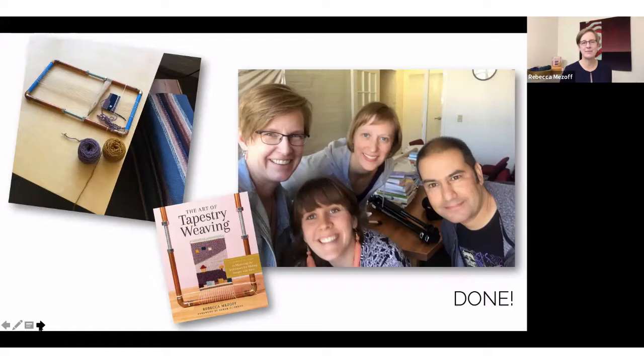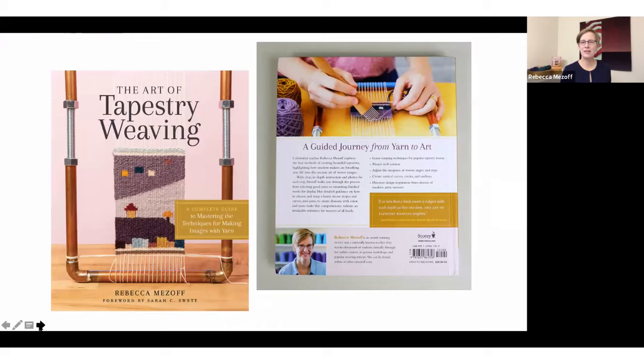Here's the front and back of the book. The full title is The Art of Tapestry Weaving, a complete guide to mastering techniques for making images with yarn. The original title had techniques for making pictures with yarn, which was the one thing I asked to be changed. The author actually doesn't have control over the title. They definitely take input from the author, but this final title was not mine. I like it. I think it's a good title, with that change from pictures to images. But that might be something that isn't known, maybe, that if you're working with a publisher, the publisher has control over the title and the image on the cover. Fortunately, my team did a fabulous job with both things.